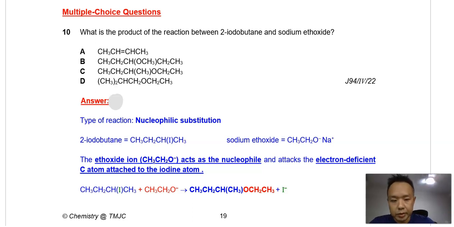Okay, moving on to the MCQ of halogen derivative tutorial. Right, so question 10. Alright, we're supposed to look at the product between 2-iodobutane and sodium ethoxide. Okay, so what's sodium ethoxide?